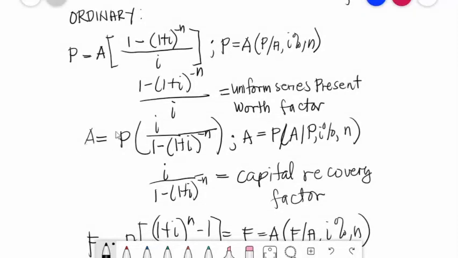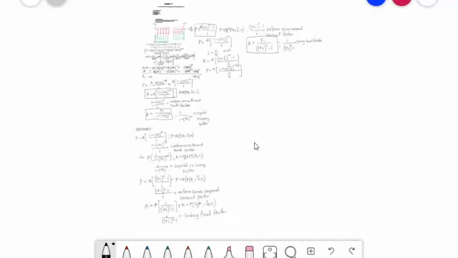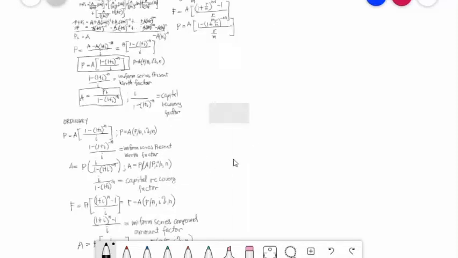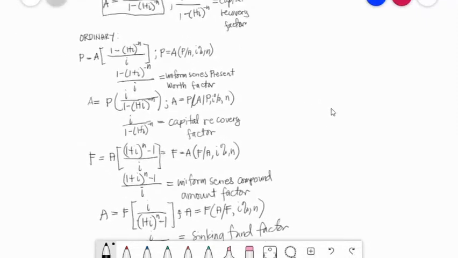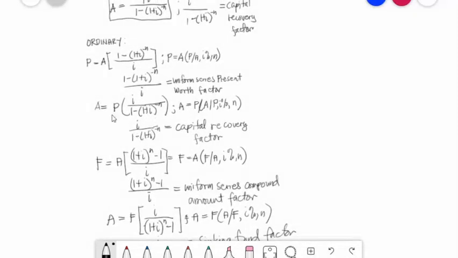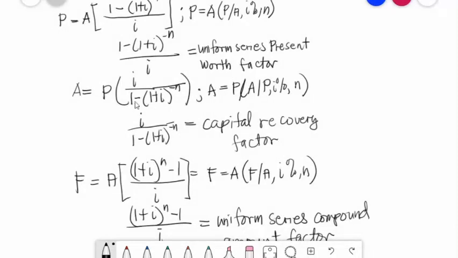And if our annuity is unknown but our present worth is given, we can solve it. A is equal to P multiplied by i all over 1 minus (1 plus i) raised to negative n. Again, i all over (1 minus (1 plus i) raised to negative n) is what we call the capital recovery factor.